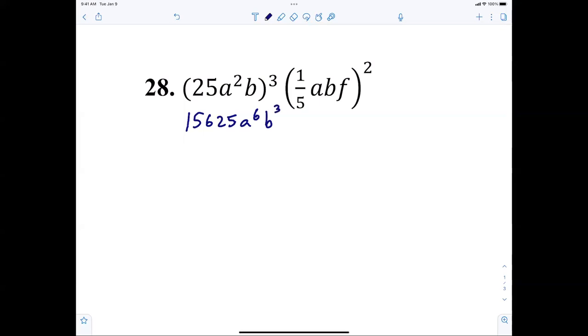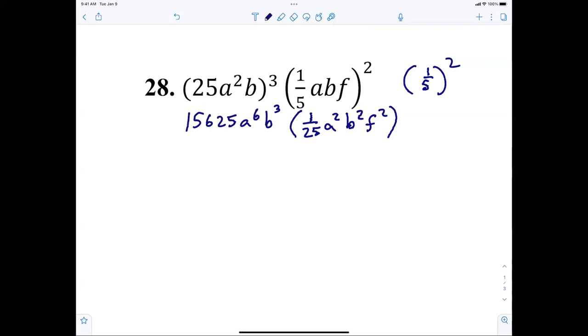Now, everyone's got to be careful, right? In my opinion, because it's a fraction, you should put it in parentheses. Do 1/5 squared, and make sure you can do this now. 1/5 squared. What is that? 0.04, or 1/25. And then it would be A to the what? 8 to the 2nd. B to the, and F, yes.